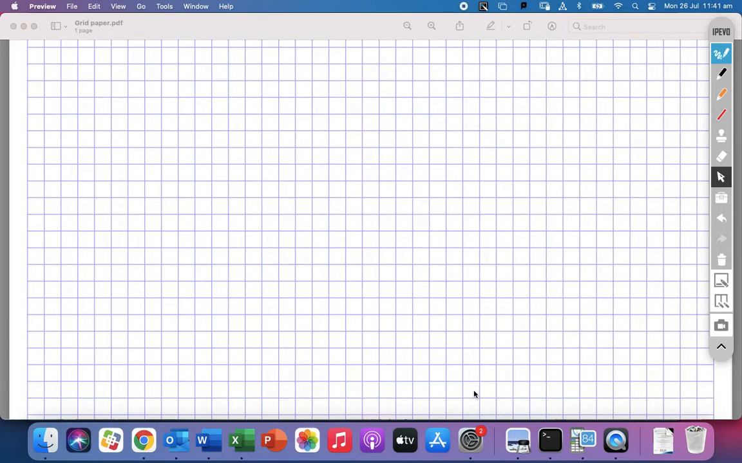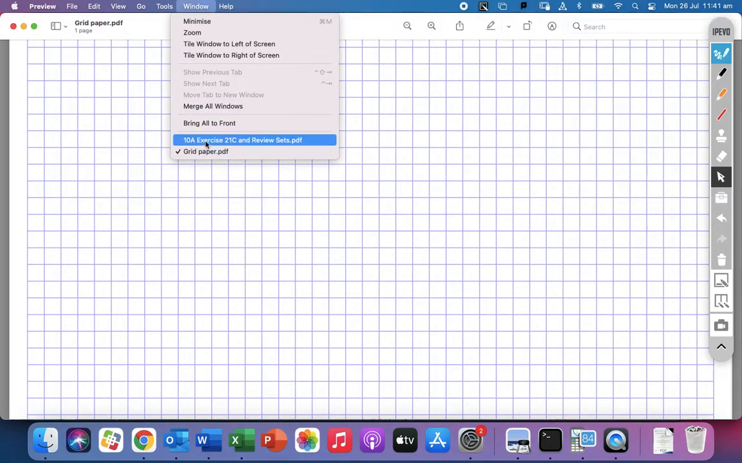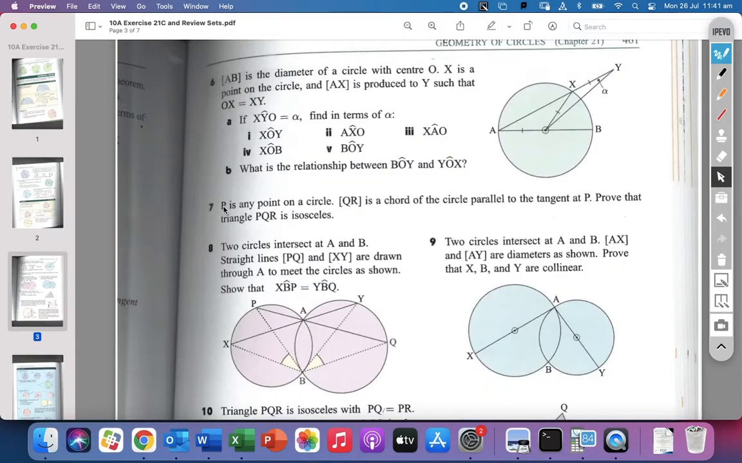I'm going to do another one. This is 21C. Question 6, I think it was. I thought, no, 7. I thought I'd do 7 because there's no diagram. All right. Even if there is a diagram, I want you to draw one, but the reason I chose this is because there was no diagram. I thought it might make the question a bit harder for y'all.